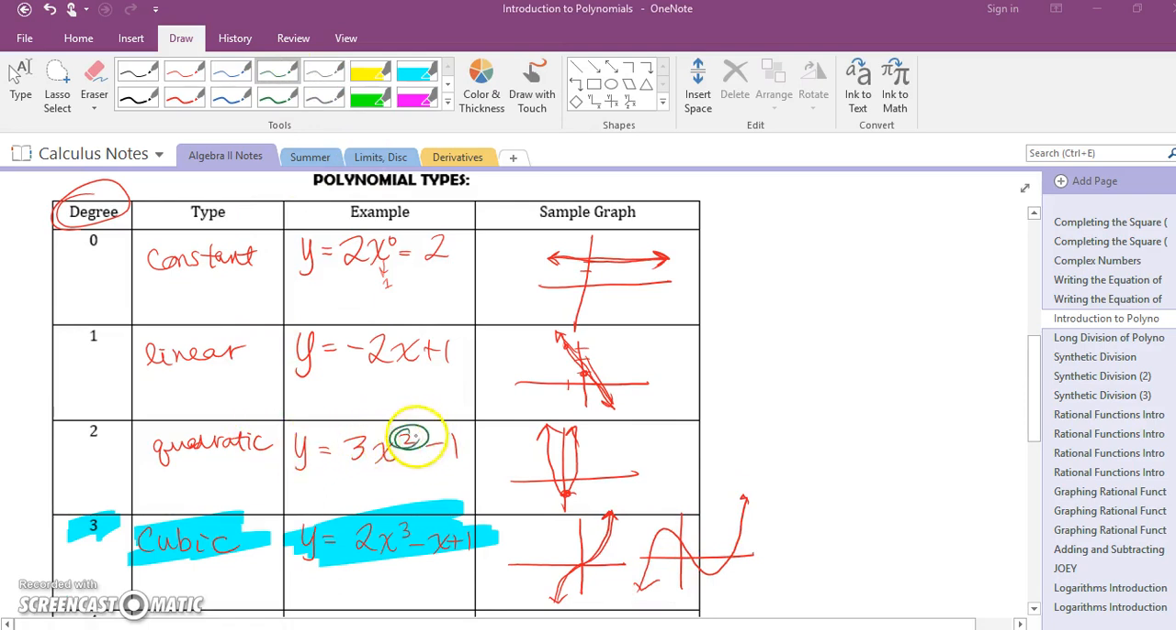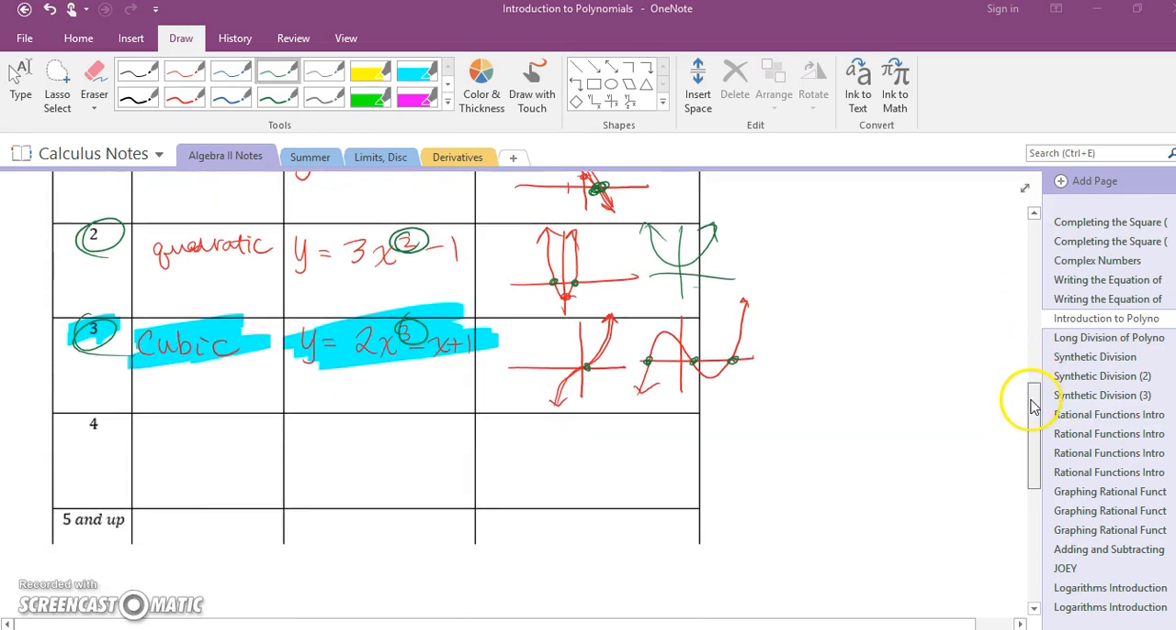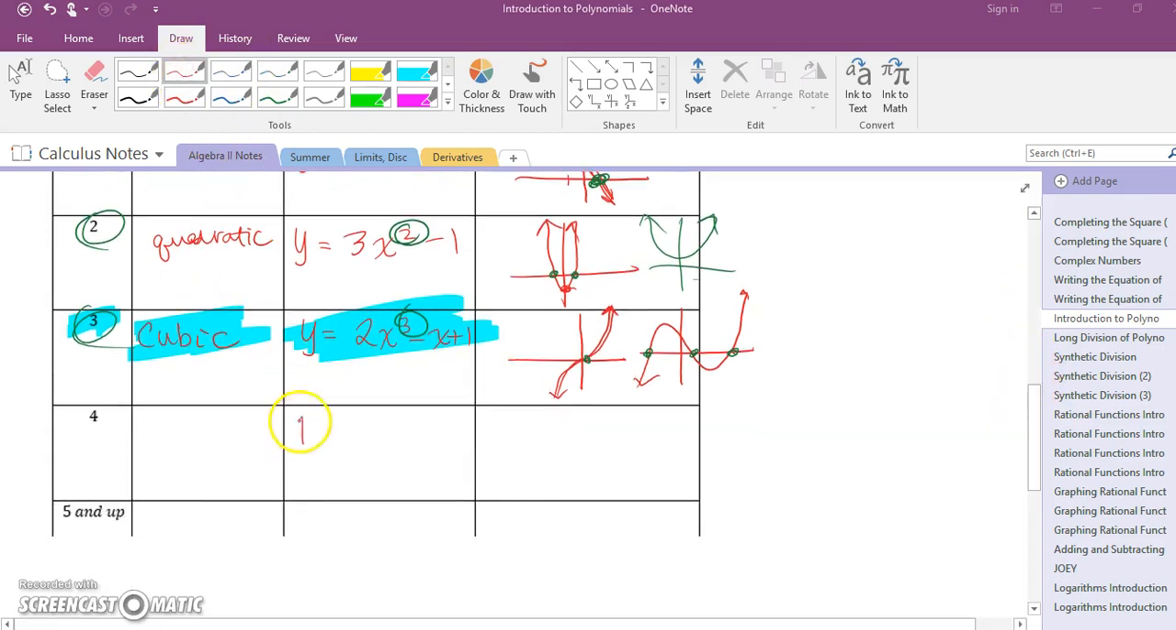A quadratic, which is degree 2, can have at most 2 x-intercepts. A linear with degree 1 can have at most 1 x-intercept. Degree 0 has no x-intercepts. Degree 3 can have at most 3 x-intercepts. You could just have 1 x-intercept. Like this has no x-intercepts, just like a parabola could have 0 x-intercepts. The degree tells you the most amount of x-intercepts, and there is a theorem for that, which we will slowly get to.